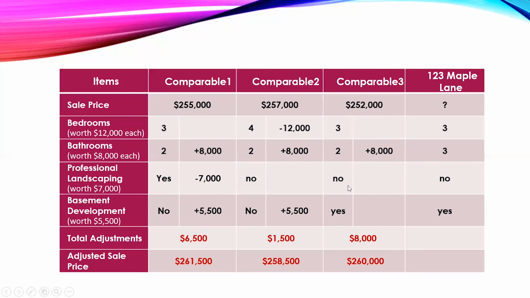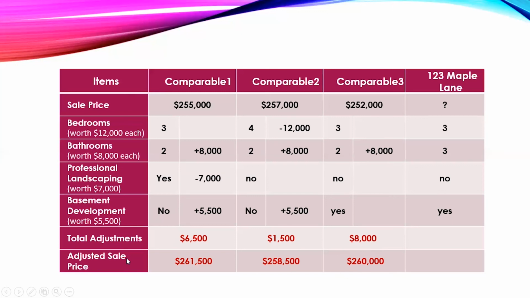It doesn't have any professional landscaping, neither does our subject property, so no adjustment is required. Same thing for the basement. This one has a basement development, so does our subject property, so we don't need to make any adjustment for basement either. All in all here, we only made one adjustment for $8,000. So our total adjustments would be $8,000. So $8,000 plus $252,000 will give us $260,000.